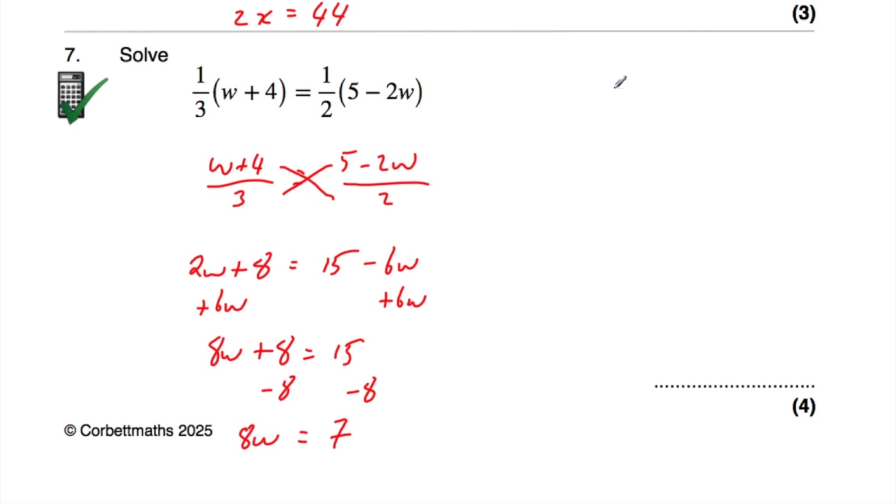And now we just need to divide by 8, so I'm just going to go up here. 8w equals 7, 8 times w is equal to 7, so let's divide both sides of the equation by 8, so divide by 8 and divide by 8. So on the left hand side we'll be left with w, and on the right hand side we've got 7 divided by 8, that's 7 eighths, and that's it. So w equals 7 eighths. And that's it.